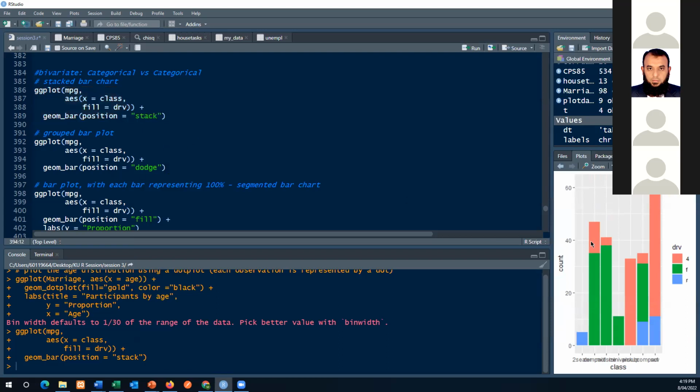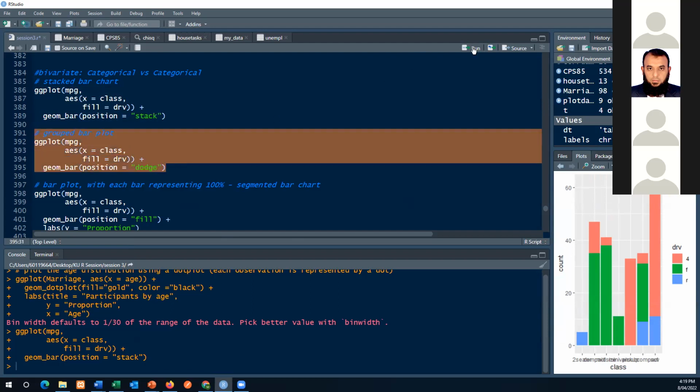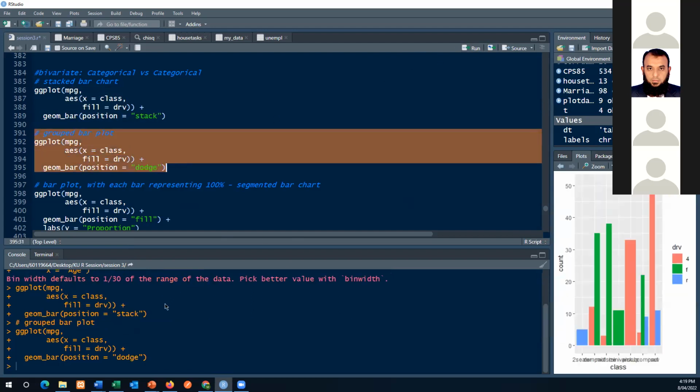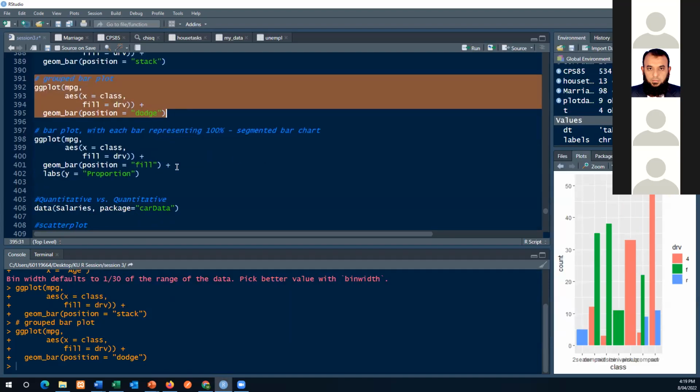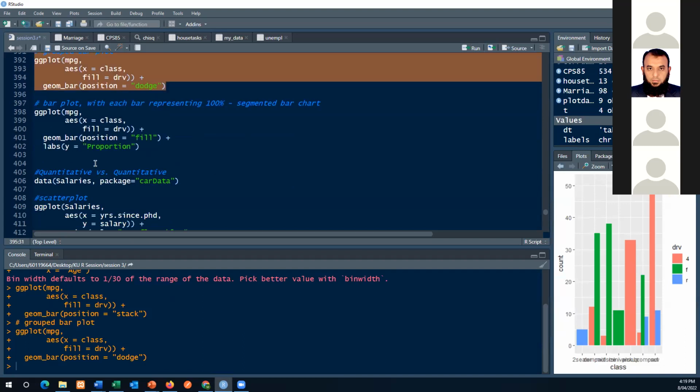But if you don't want to put it in a stack, and you want it side by side, the position is dodge, but here the position is stack. If you put it as dodge, you will get it like this. You can see side by side. Compact has all 3 things, SUV has only 2 things, and minivan has only 1 thing, which is front wheel drive. So this is dodge versus stack.